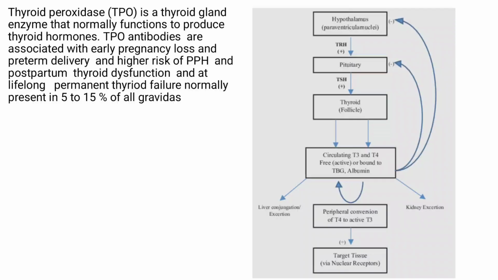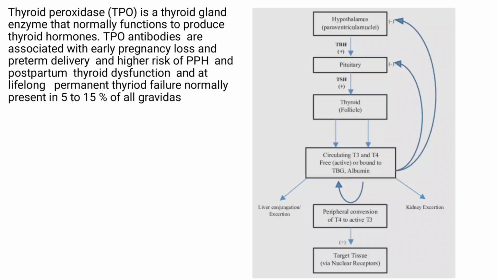So this is the physiology of the HPO axis: the hypothalamus, through the paraventricular nuclei, releases thyroid releasing hormone, which acts on the thyrotroph cells of the anterior pituitary to release TSH. This TSH acts on the thyroid gland which is present in our neck, and the follicles are stimulated, and circulating levels of free T3 and T4 are released, and they may be bound to the thyroid binding globulin and albumin.